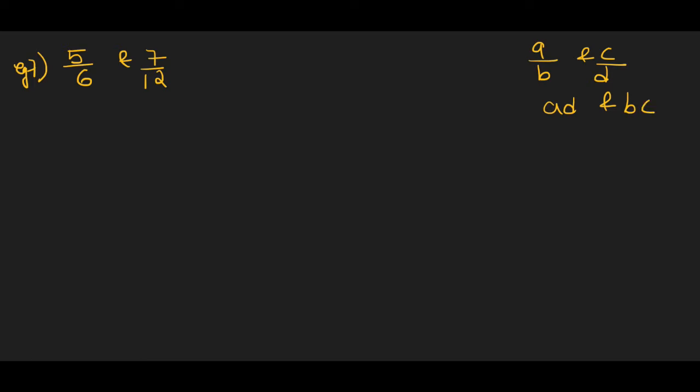Okay, to decide which fraction is greater, we have 5 upon 6 and 7 upon 12. The same example from the textbook, example 7. Before, we were taking a upon b and c upon d and finding the values of AD and BC. If AD is greater than BC, then a upon b is greater, and if BC is greater than AD, then c upon d is greater. So we were doing this, but now children, we will do something different.